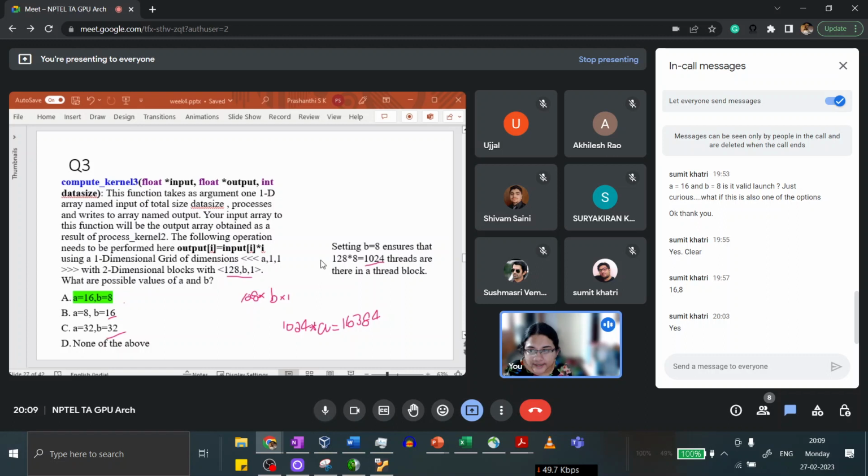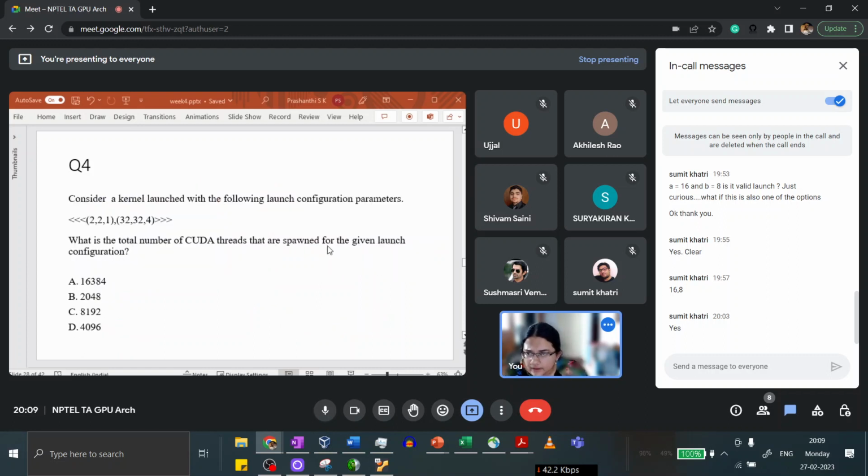Okay, let's continue from where we left off. So the next question: consider a kernel launched with the following launch configuration: 2, 2, 1, 32, 32, 4. What is the total number of CUDA threads that are spawned for the given launch configuration? This is a very straightforward thing, I think, compared to the questions we've solved so far.